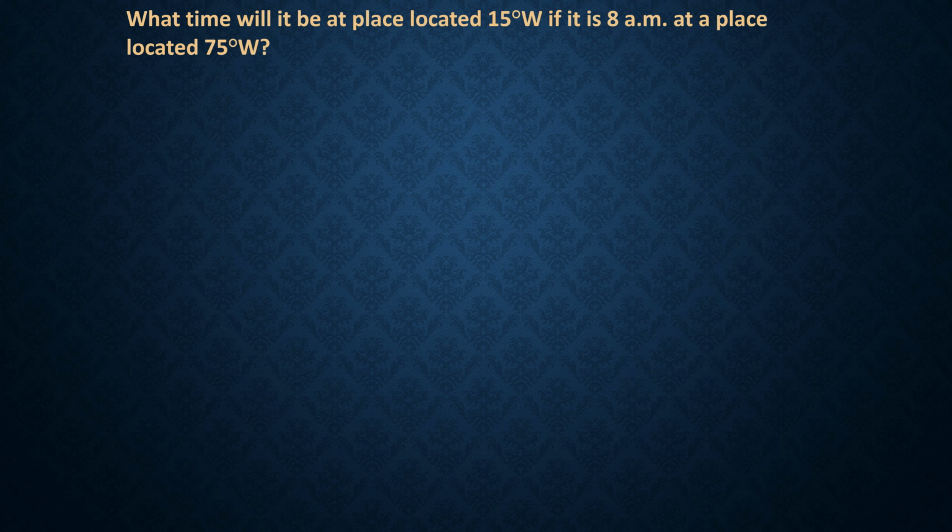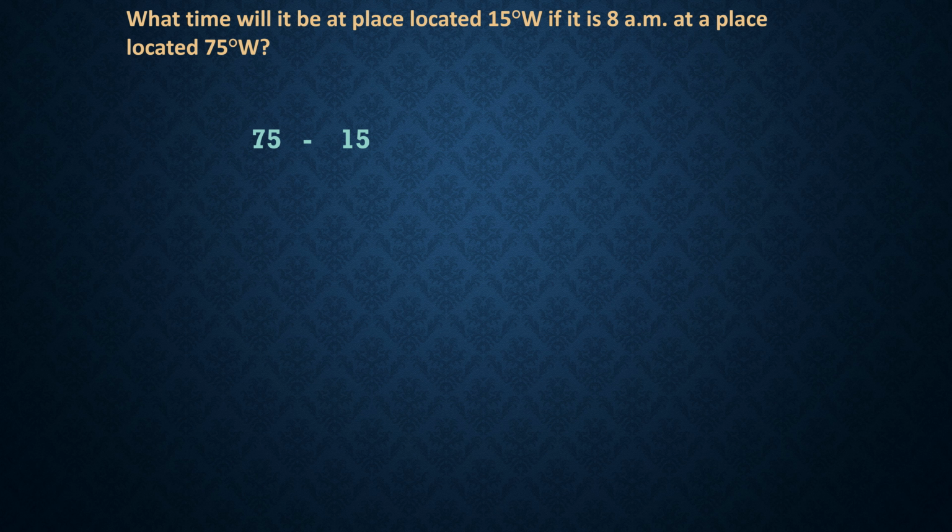Let's look at this other one. What time will it be at a place located at 15 degrees west if it is 8 a.m. at a place located at 75 degrees west? Well, as you can see, we have two different places now. We don't have Greenwich. We have one place located at 15 degrees west and another place located at 75 degrees west.